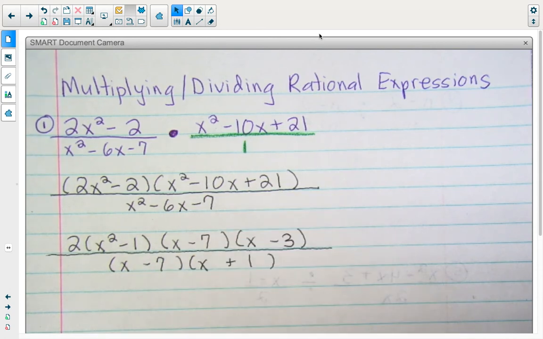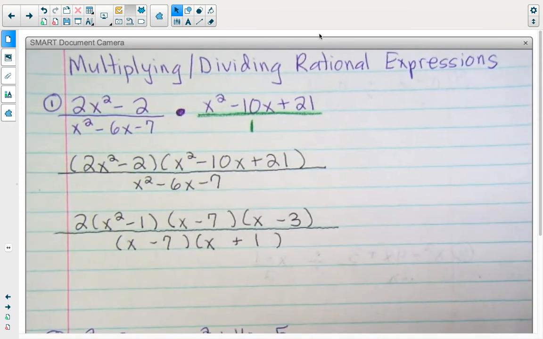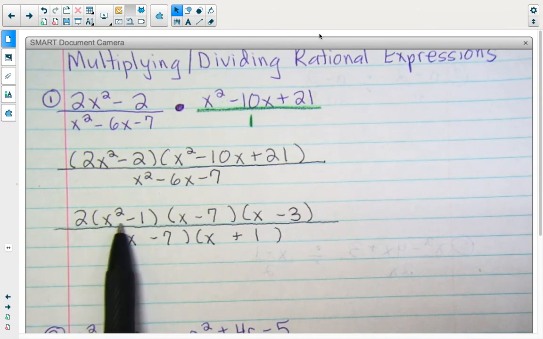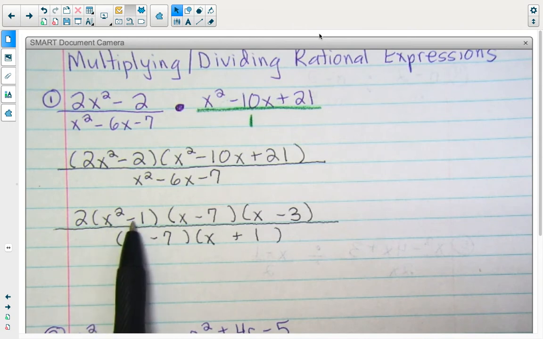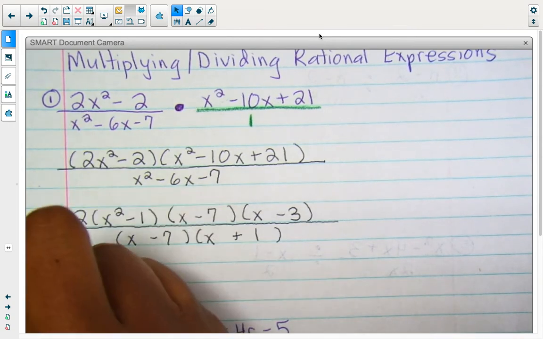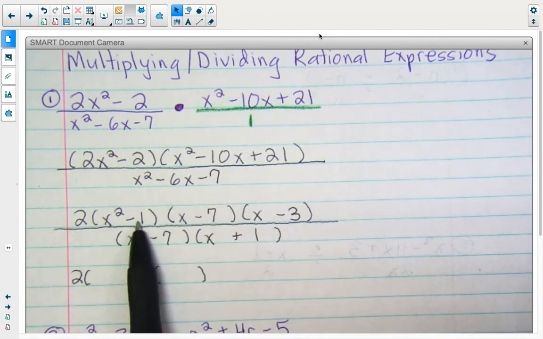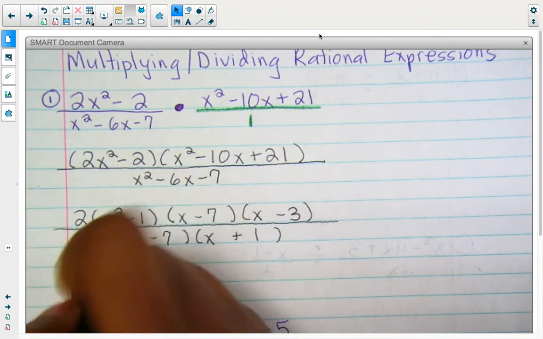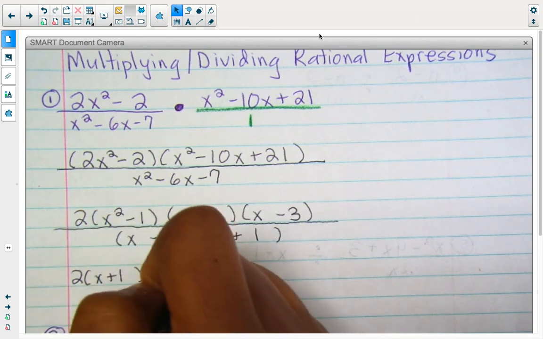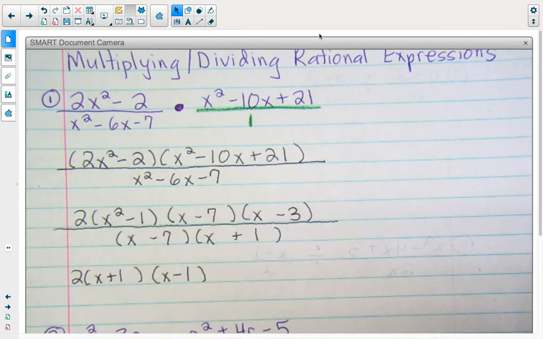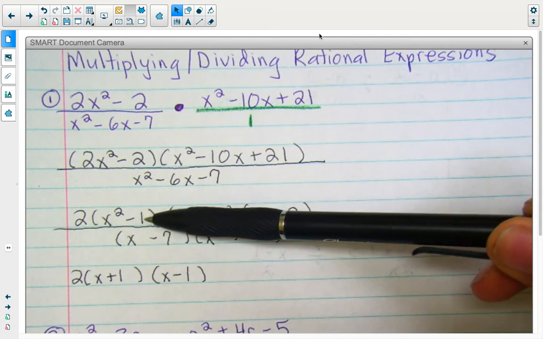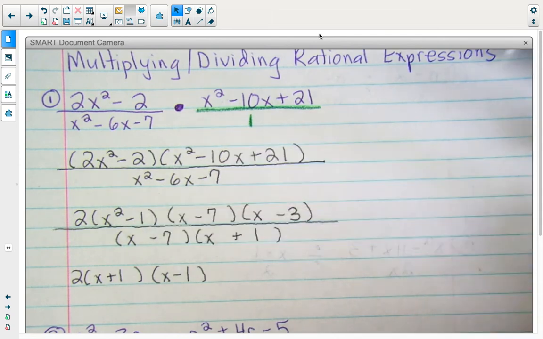Now, I see something else that can be factored. So we've got to break it all the way down till it cannot be factored anymore. So this one right here, x squared minus 1, that can be factored. So this factors into 2 sets of parentheses: x plus 1 and x minus 1. How do I know that? Because I can think of 2 numbers that multiply to give me negative 1 and add to give me 0.